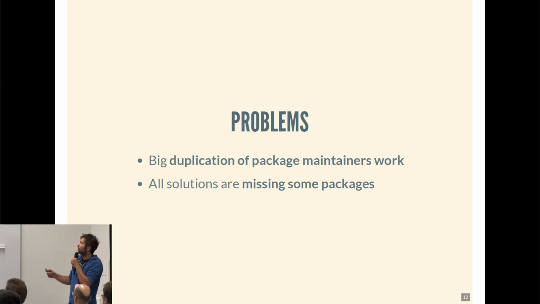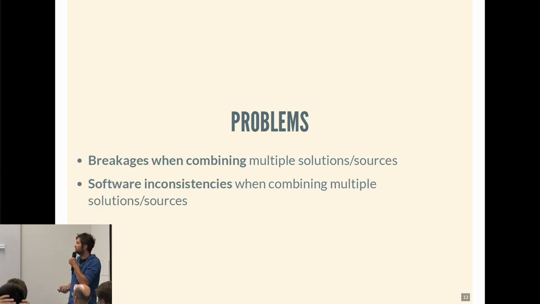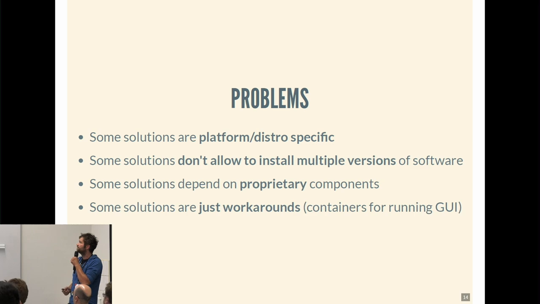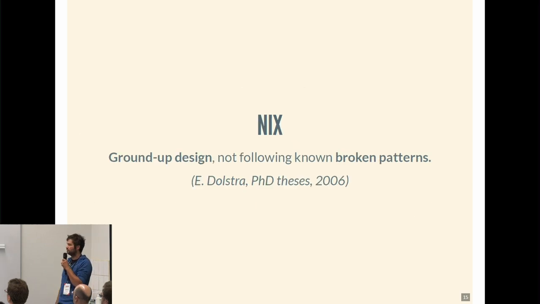And still, all solutions are missing some packages; every repository is missing something. And there are breakages when you combine multiple solutions, multiple sources, and there are inconsistencies if you combine them. Some solutions are just platform or distro specific, some solutions don't allow installing multiple versions, some solutions depend on proprietary components. It's not even so visible. Some of them are workarounds, like we are abusing containers a lot.